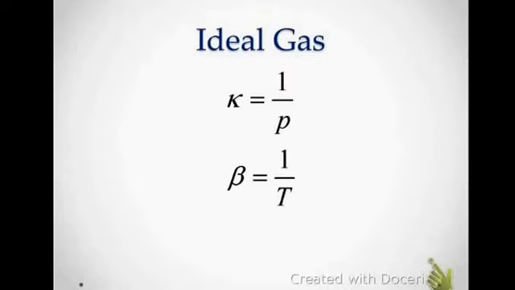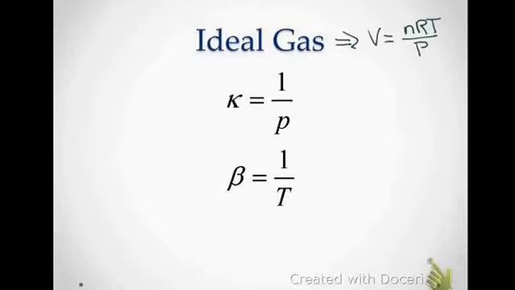Now, if we think about an ideal gas, what we can show is that the isothermal compressibility kappa for an ideal gas is simply 1 over P, 1 over the pressure, and the expansion coefficient beta is just 1 over T, which represents the change that occurs when we increase the temperature of the system. We'll run through a quick mathematical proof to show that this is true for an ideal gas.